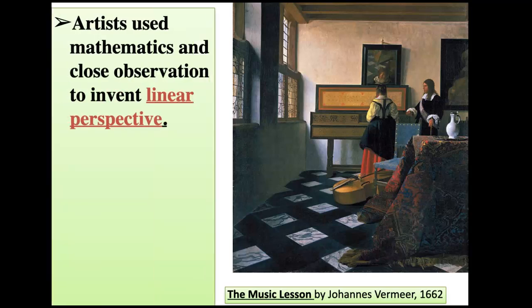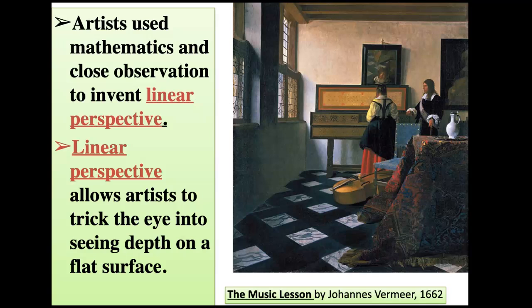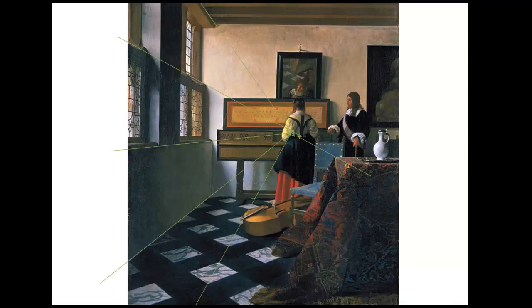And this is where, even in the North, we start to see artists using very close observation when they painted, and they used linear perspective. So linear perspective allows the artist to trick the eye into seeing depth on what is a very flat surface. And so it gives us a more realistic illusion of what's two-dimensional. So how does it work?